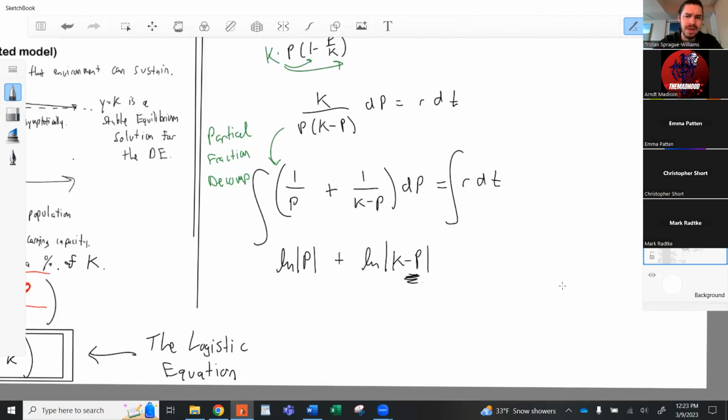But because that's a minus p right there, if you did a u substitution, I'm going to kind of gloss over the u substitution, but if you did u equals k minus p, your du would be negative dp. And that negative is actually going to show up as a factor in our integrand. So that's going to change that plus to a minus on the left side. On the right side, we just get rt. Yay! Plus constant. We'll throw our plus constant over there.